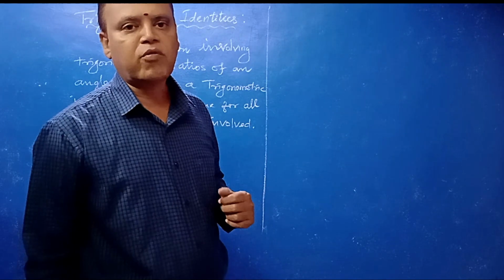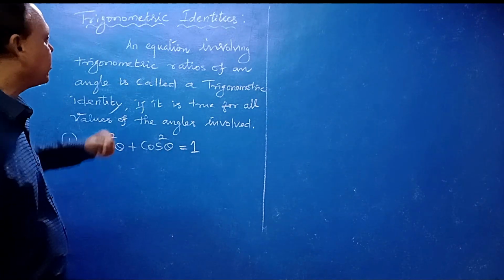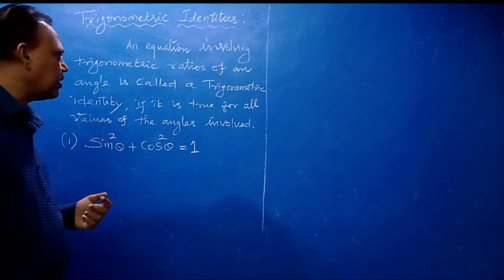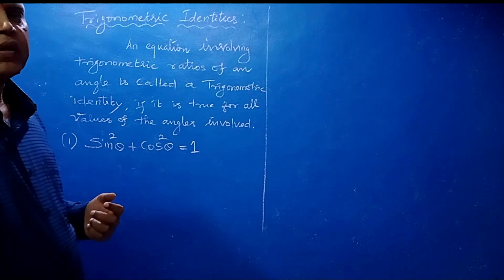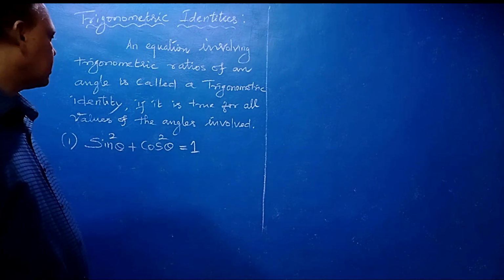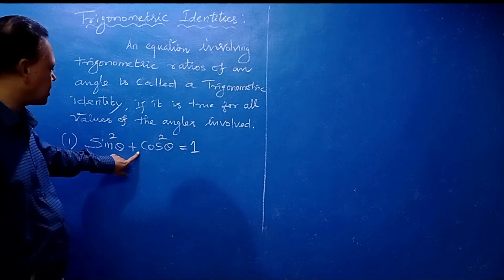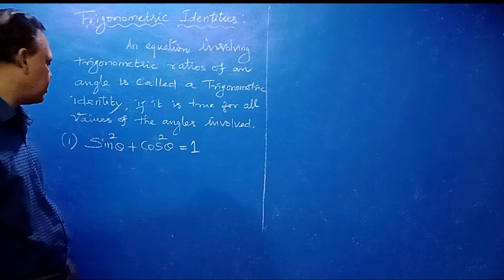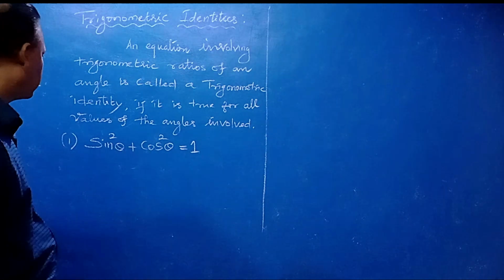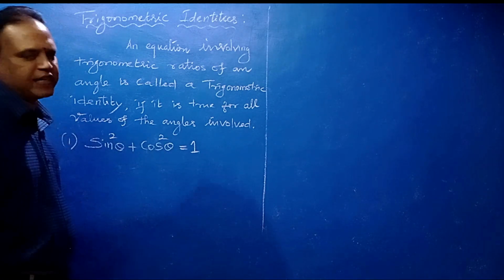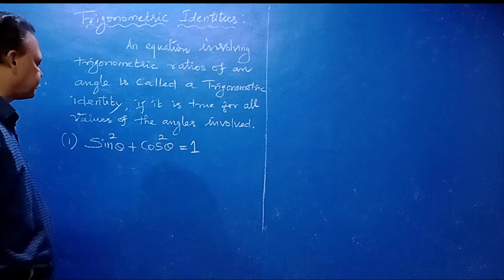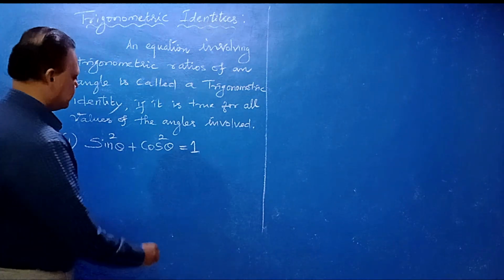Trigonometry identities. What are trigonometry identities? An equation involving trigonometry ratios of an angle is called a trigonometry identity if it is true for all values of the angles involved. For example, sin square theta plus cos square theta equal to 1. You can put any values of theta, and it should be satisfied, then it is called an identity. Clear? Now we will prove this.